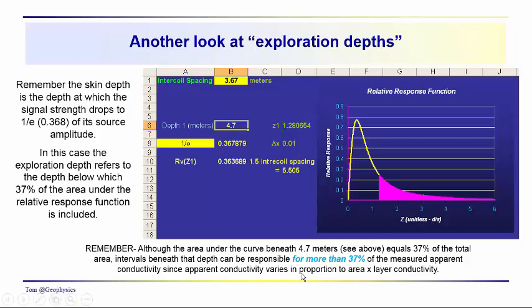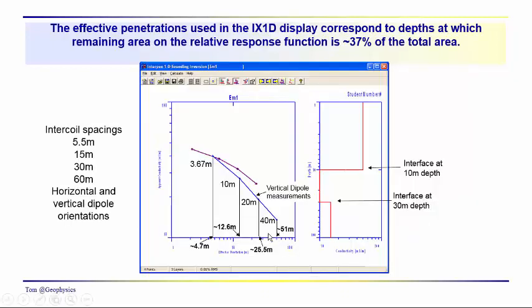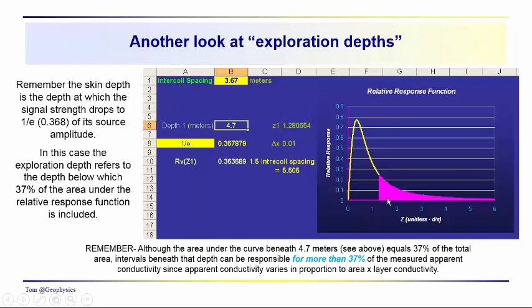So that hopefully gives you a little bit better feel for where those numbers come from. Again, you have to remember that these interquartal spacings of 3.67, 10, 20, and 40 meters are associated with effective penetration depths. You should keep in mind that those effective penetration depths really don't correlate directly with what we see over here in the model.